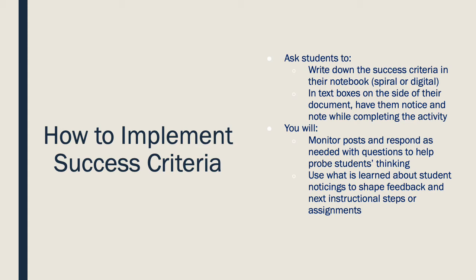Please note, even if my success criteria has stayed the same throughout the entire unit, and we're on unit 3, lesson 12, I still have them write it down. I want this to constantly be refreshed in their brain. Then, in the text boxes on the side, I have them notice and note while they complete the activity. While they practice, I go through and monitor the posts and respond as needed with questions to help probe my students' thinking. Then, I use what is learned about my students' noticings to shape feedback and next instructional steps or assignments. Now that you have an overview, let's see it in action.